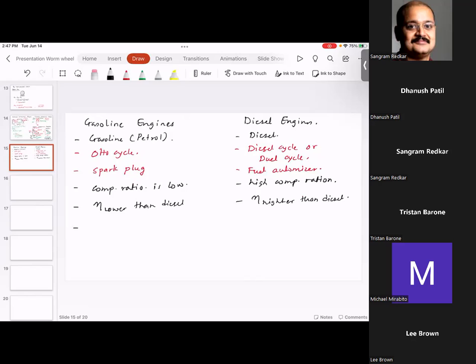Then if you look at the gasoline engine, they are lighter and quiet compared to diesel. The diesel engines are bulky and noisy. Gasoline engines are less polluting. Diesel engines are, because of the soot and incomplete combustion, they are polluting.